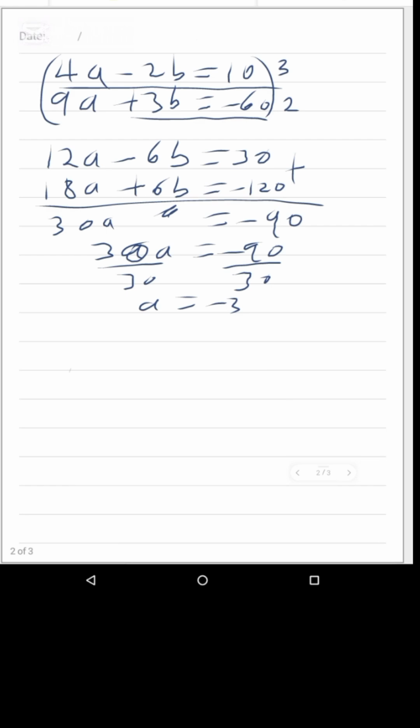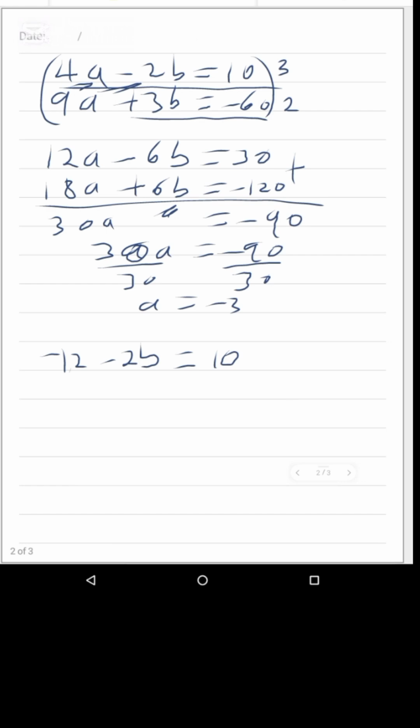So let's substitute into equation 1 here. We have our a as negative 3, so it means where there's a in equation 1, substitute negative 3. So you get 4 multiplied by negative 3, you get negative 12, subtract 2b, it should give us 10.